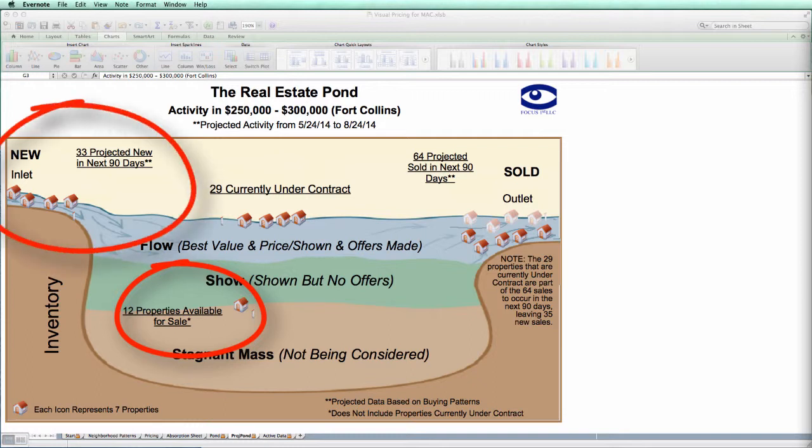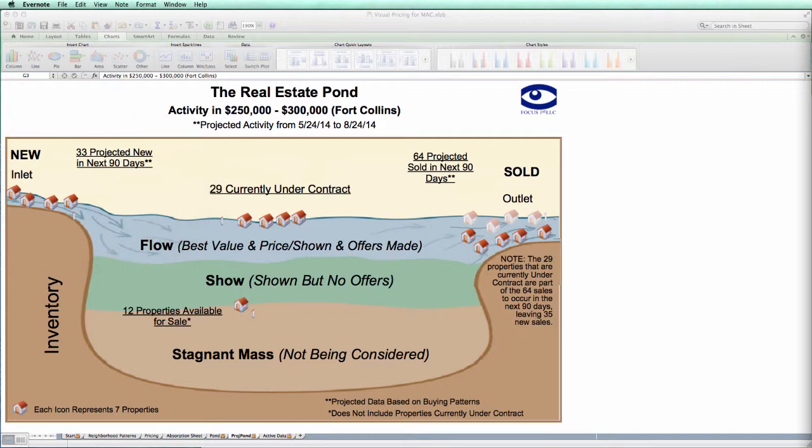Now there's a projection for 33 homes yet to come on the market, but they're not there yet. So in this situation, you can see there isn't enough supply for the current demand. So this is a situation where you may want to take advantage of it. Now before you do that, be sure you've done a really good job on your search and that your search really represents the buyer perspective.